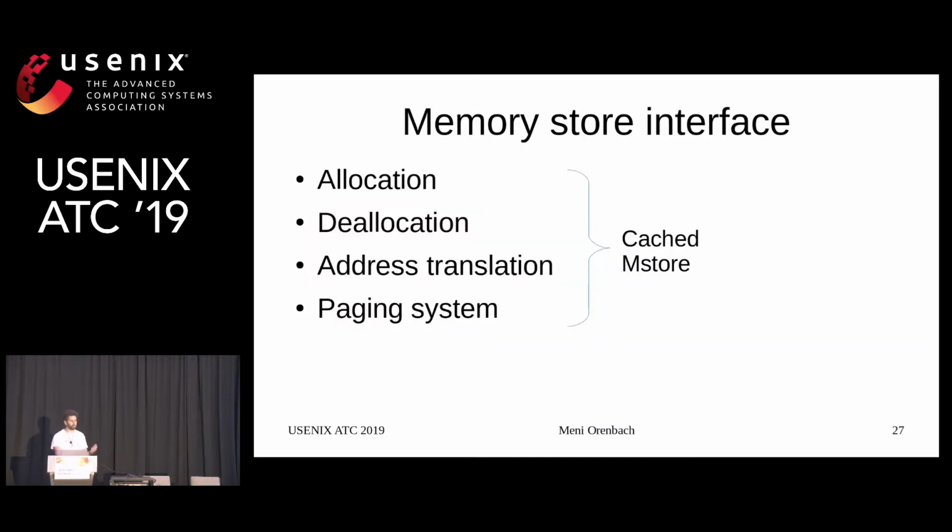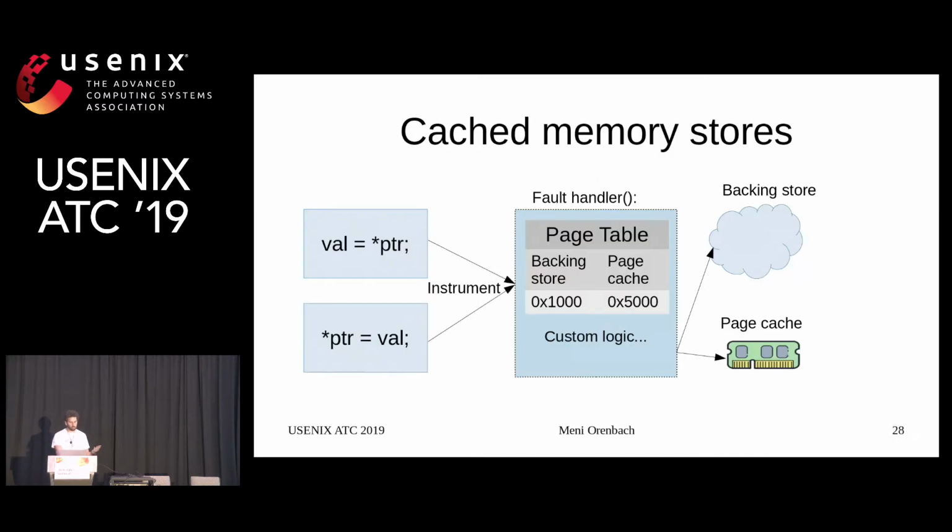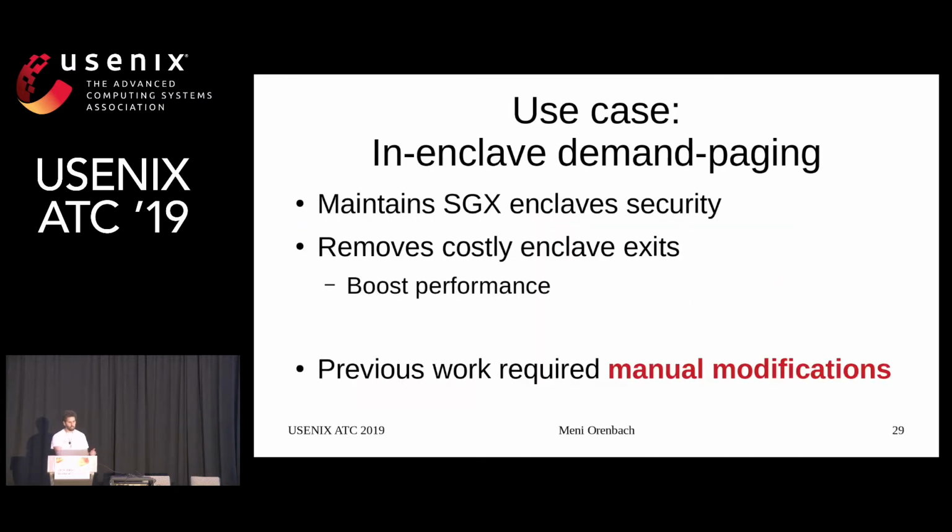If you don't want to access the storage in every memory access and want to reduce the overhead, we propose adding a paging system, and we call these cached memory stores. Cached memory stores are essentially adding a page table and a page cache, such that we will cache pages inside of a cache and store their translations. As a use case, we're proposing to use them for in-enclave demand paging.